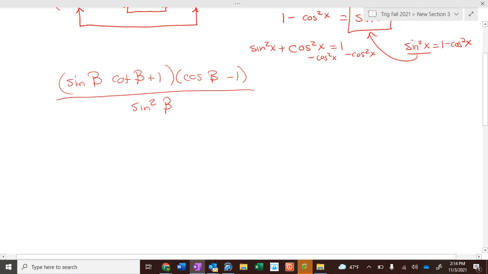The second one. Is there anything that's not a sine or a cosine at the start? There's a cotangent in there. So I'm going to rewrite this with cotangent as what? Cosine of x, or b in this case, over sine of b.